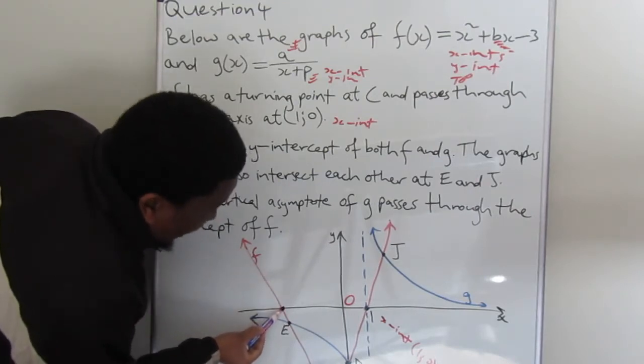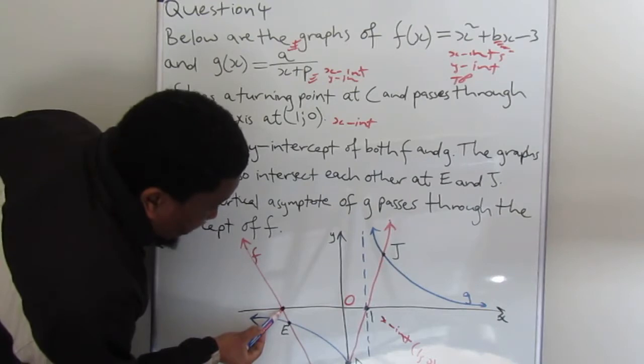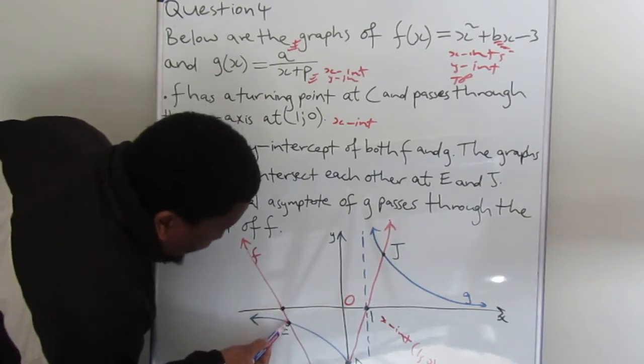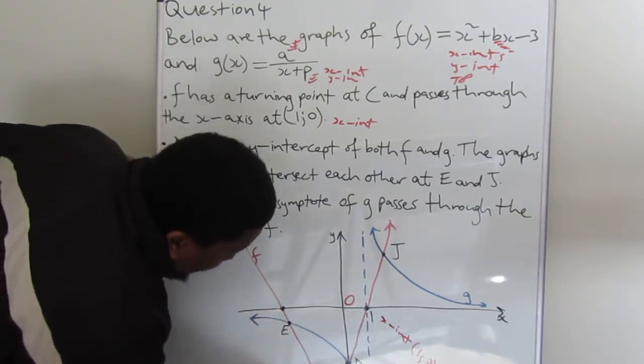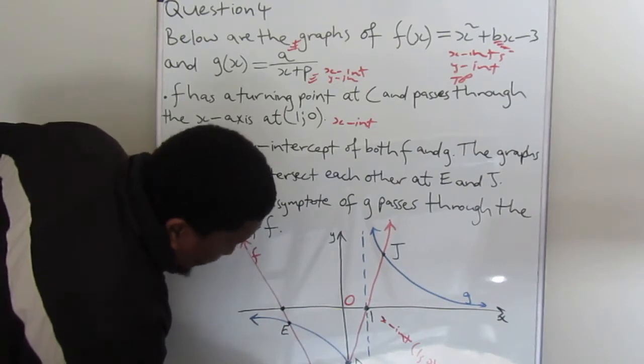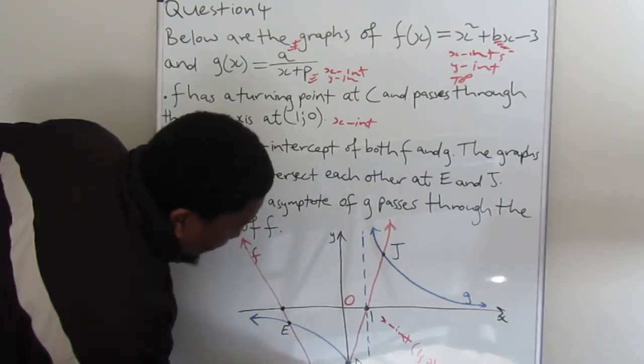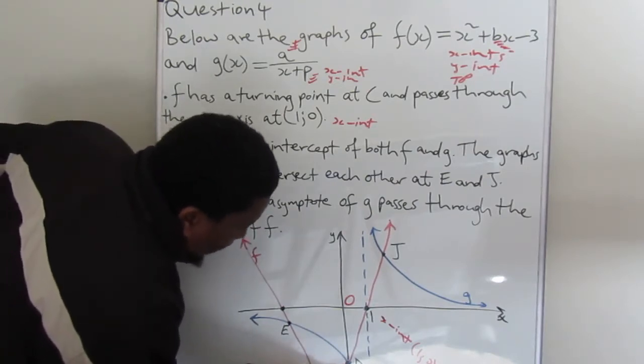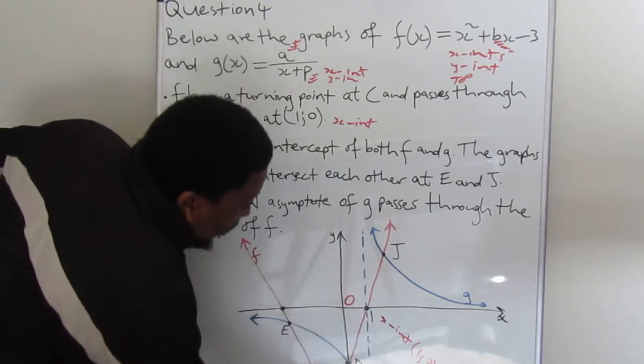It cuts the x-axis here. This is my second x-intercept. There's my parabola. Then my parabola turns. That is my turning point. Then my parabola cuts the y-axis.